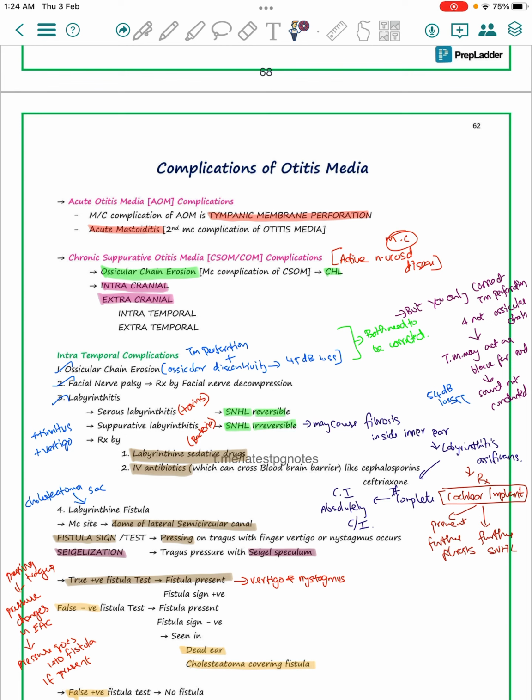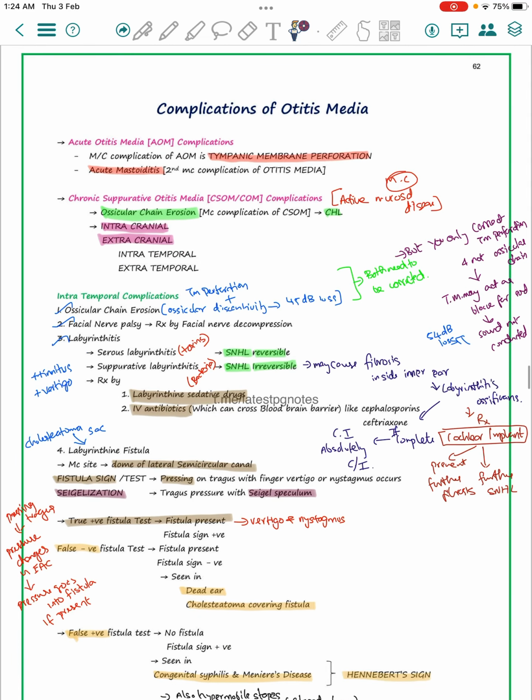The most common complication of CSOM is ossicular chain erosion, which can cause conductive hearing loss. These complications can be divided into two types: intracranial and extracranial. Extracranial can be further divided into intratemporal and extratemporal. First, let's see the intratemporal complications of the extracranial.